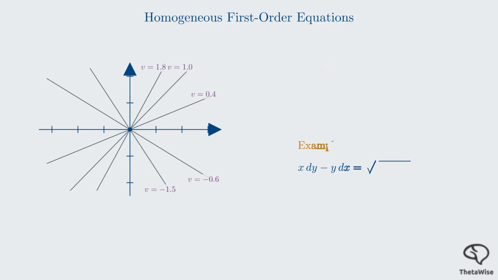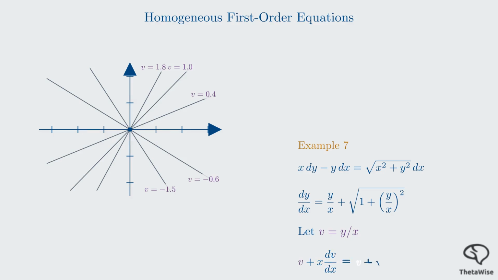In example 7, x dy minus y dx equals the square root of (x squared plus y squared) times dx. Divide by dx and write dy by dx as y divided by x plus the square root of 1 plus (y divided by x) all squared. Now substitute y divided by x equals v. The left side becomes v plus x dv by dx, while the right side becomes v plus the square root of 1 plus v squared. The v terms cancel, leaving dv divided by the square root of 1 plus v squared equal to dx divided by x.